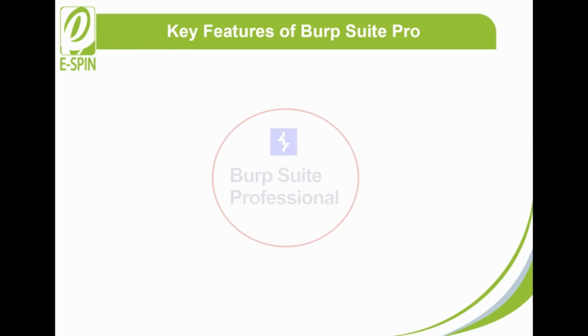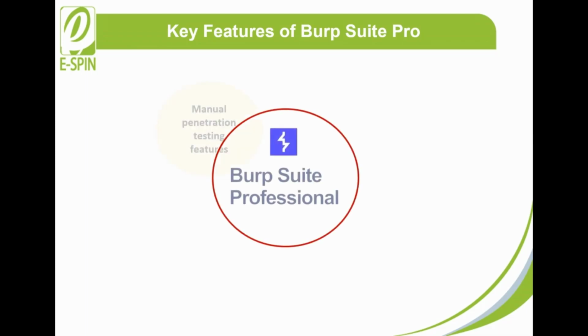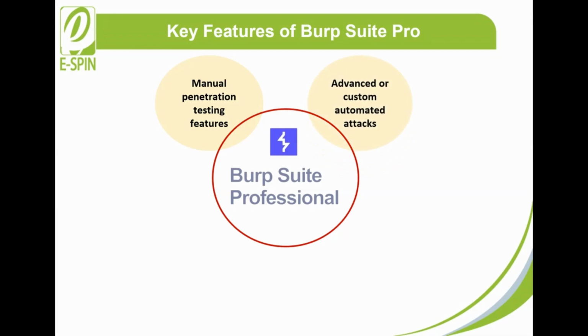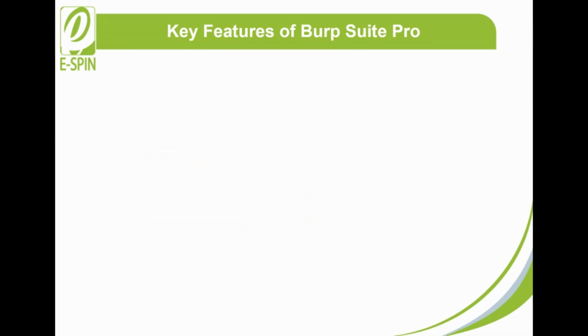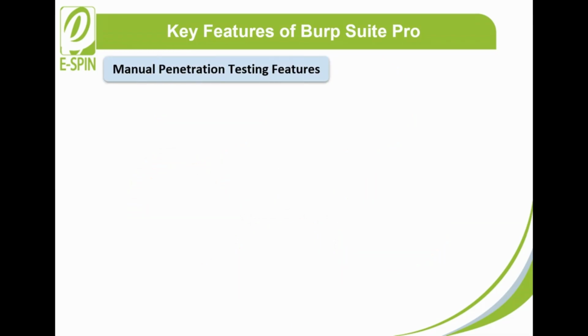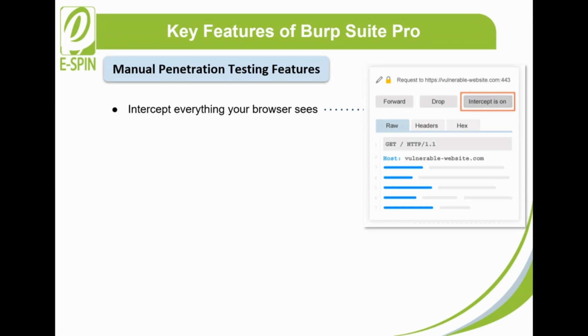The key features of Burp Suite Pro are manual penetration testing features, advanced or custom automated attacks, automated scanning for vulnerabilities, productivity tools and BApp extensions. The manual penetration testing features enable you to intercept everything your browser sees. Burp Suite's built-in browser allows modification of every HTTP message that passes through it.